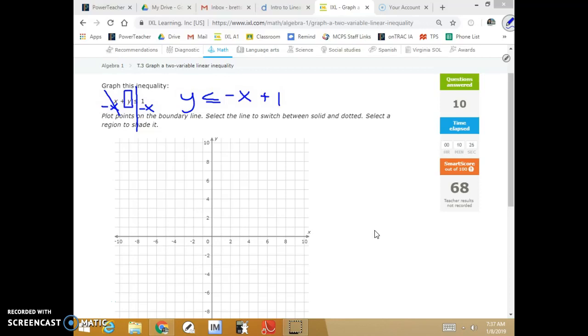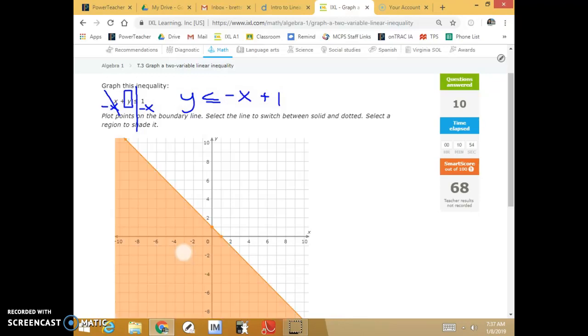So when I've rewritten it, I can now see that my slope is -1/1, and my y-intercept is at +1. So I'm going to put my first point at +1, my y-intercept. Because I have a slope of -1/1, I'm going to put my second point down 1 and to the right 1. It's an equal to, which means my line is going to be solid. And I need to shade below because that's where all my values are less than 1.